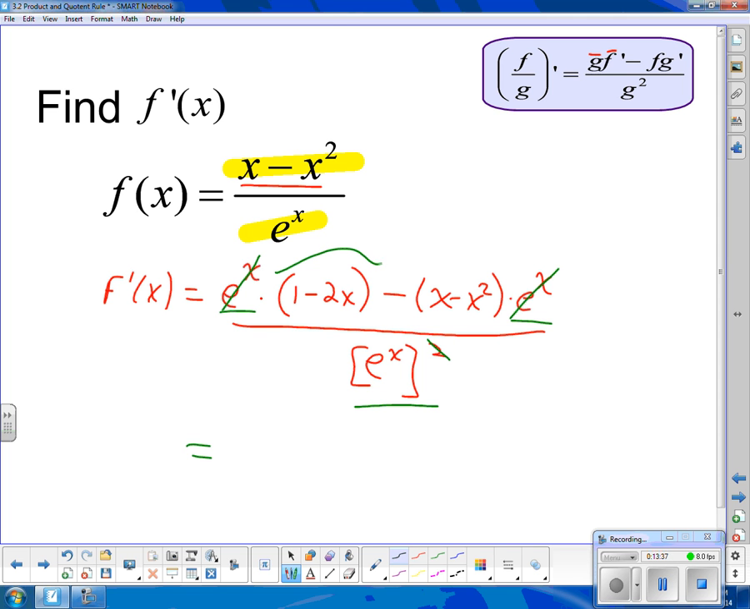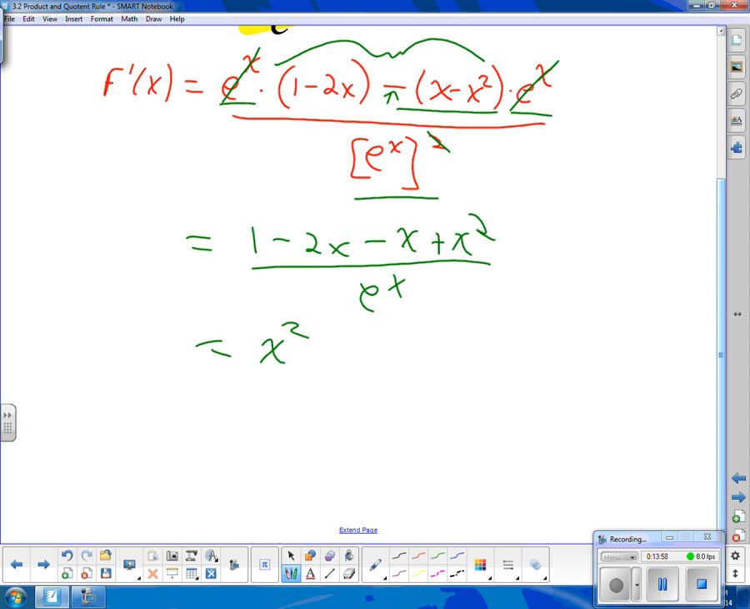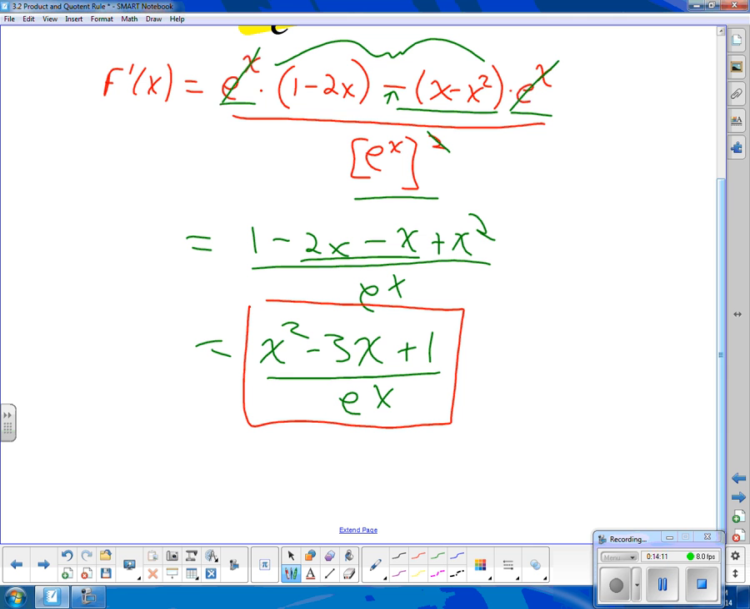And so if I algebraically then rewrite this, the numerator is 1 minus 2x minus x plus x squared. Don't forget to distribute, because there's always a minus right there. And that's over e to the x. And then if I simply combine my like terms, I would prefer to write it in descending order as well. I got x squared. Those two combine to give me negative 3x. I have a plus 1 over e to the x. And that is the derivative of x minus x squared over e to the x.